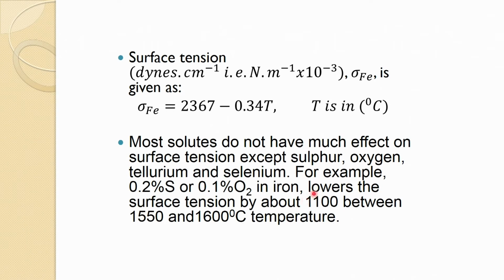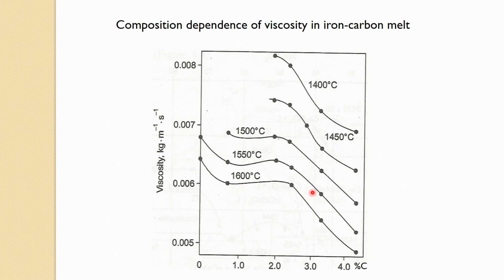Another property of liquid iron is viscosity. Viscosity again is dependent on the composition, mostly because carbon is more soluble in iron. This figure shows the dependence of viscosity in an iron-carbon melt with respect to temperature at various temperatures, with viscosity in kg per meter second and composition in terms of carbon percentage.